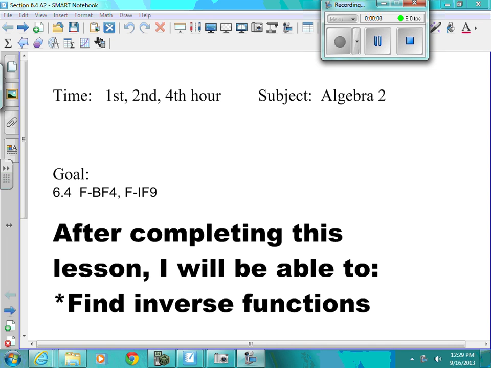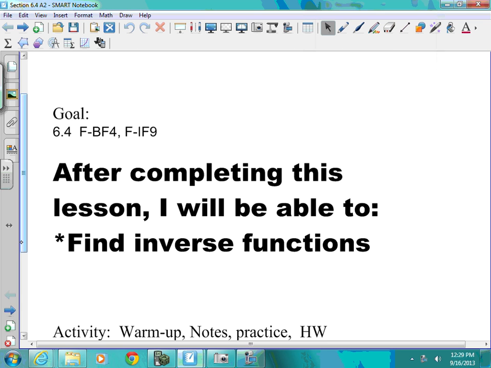Welcome back to Unit 3, Chapter 6, Section 4. We're going to talk about inverse functions today. We'll try to find them. Here's our goal, finding inverse functions. That's the main goal, short and sweet today.